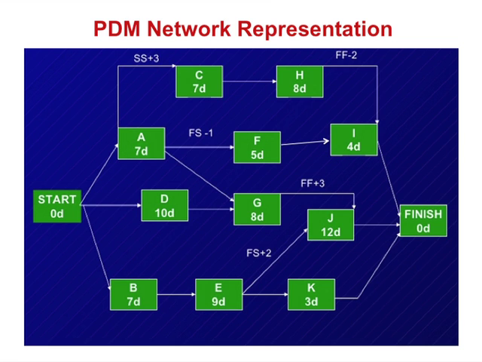Where you have other relationships, you show them, so you can see this is a start start. Where there is lead or lag, of course you can show it here. Here again you have finish start with a lead, finish start with a lag. So this is G and J, it is a finish. This is what the network representation for PDM looks like.